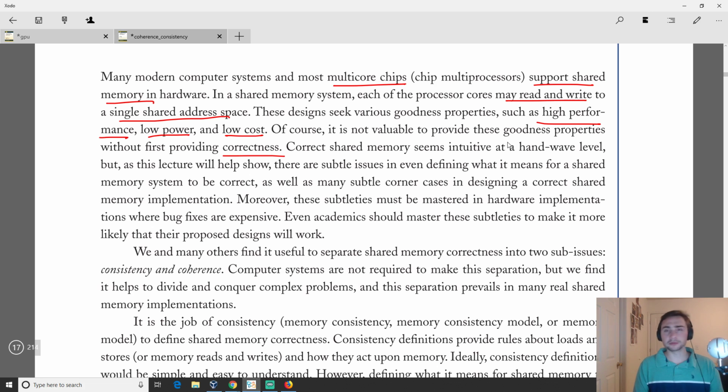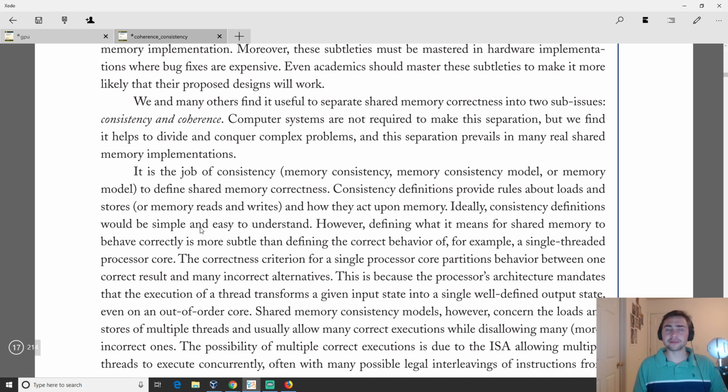So at a hand-wave level, as it says here, I can imagine a system where shared memory just works. But the obvious case is not what makes shared memory, and needing memory consistency and cache coherence, difficult. What makes this difficult is subtle corner cases. So it's more of a death by a thousand cuts type situation. This is something that can be incredibly complex to really understand, and we have to treat it very carefully.